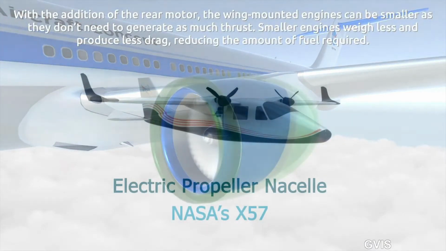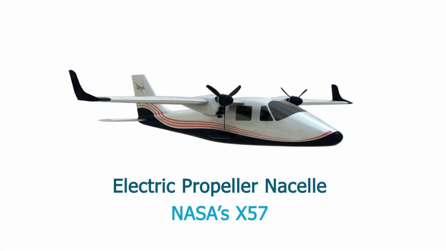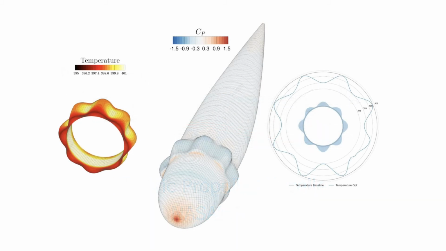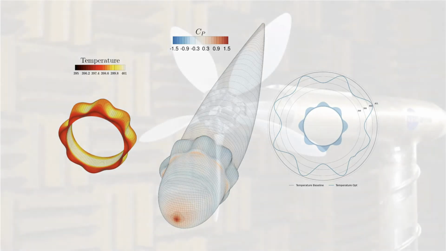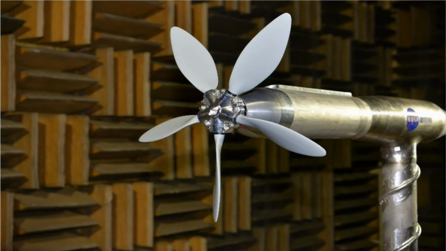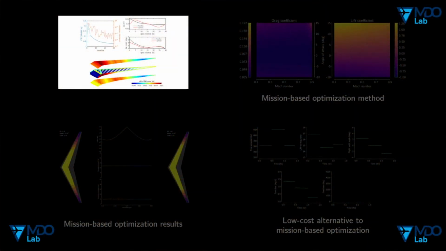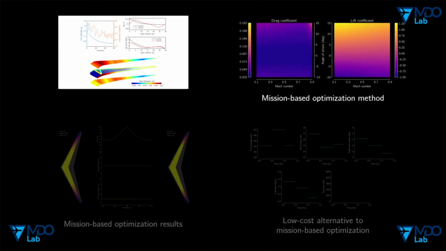Here are some other examples. This is an optimization for an electric propeller nacelle for NASA's X-57 that balances the need for minimal drag and maximal heat rejection. And this is a propeller designed with OpenMDAO using a low-fidelity aerodynamic model and a medium-fidelity acoustic model to simultaneously maximize thrust and minimize noise. One of OpenMDAO's most unique and powerful features is that it lets you work with any mixture of low, medium, and high-fidelity analyses in your modeling.